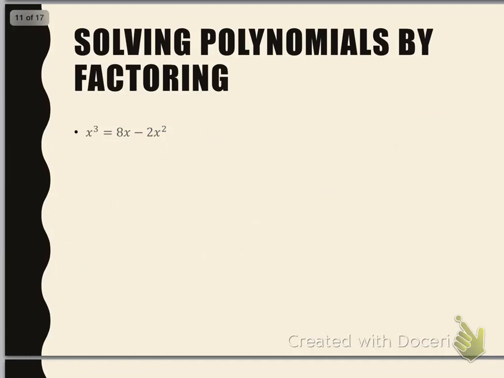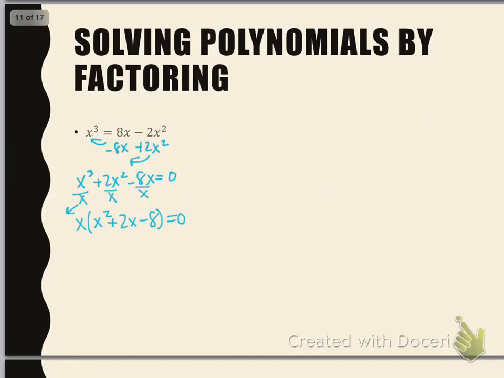Okay, I'm going to keep my x cubed positive, so we're going to subtract 8x over to the other side and add 2x squared over. Remember, we always put these in standard form, so it's going to become x cubed plus 2x squared minus 8x equals 0. So when factoring, first we see if there's a GCF, and there is. They all share an x, so that x goes to the outside. So this becomes x squared plus 2x minus 8.